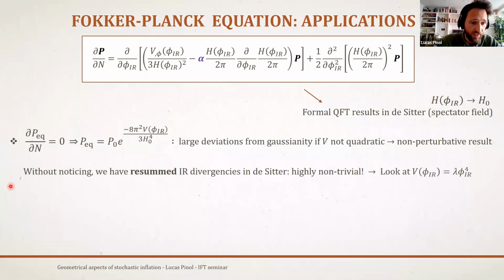Actually, I want to stress here that what we have done is completely non-trivial. It amounts to saying that we have resummed the infrared divergences of our massless scalar field phi. For this, I want to look at a specific example, which is when the potential is a lambda phi^4 interaction.